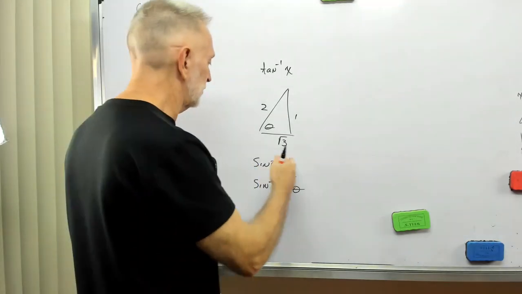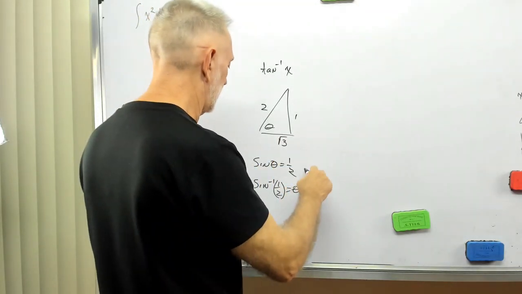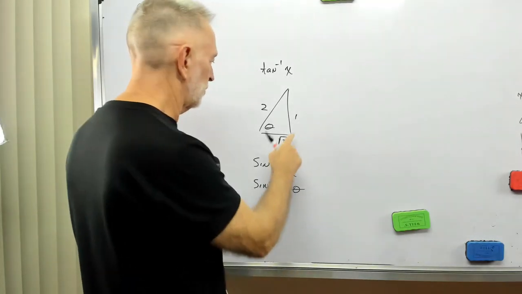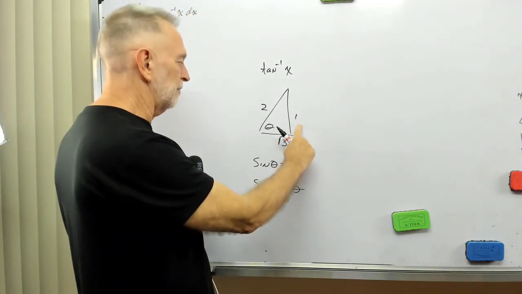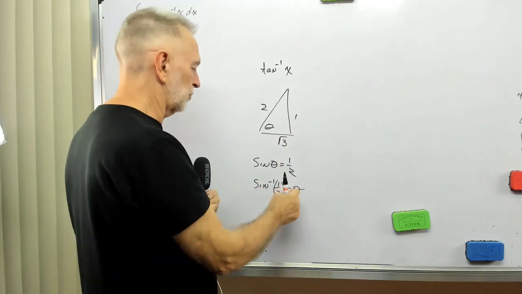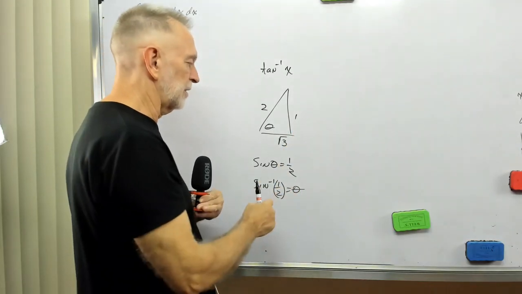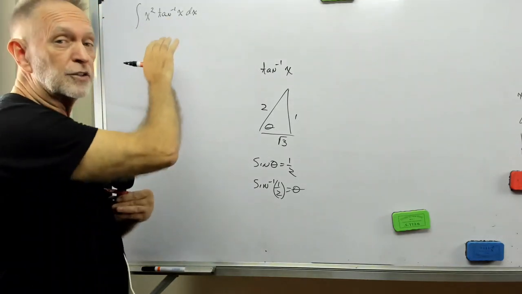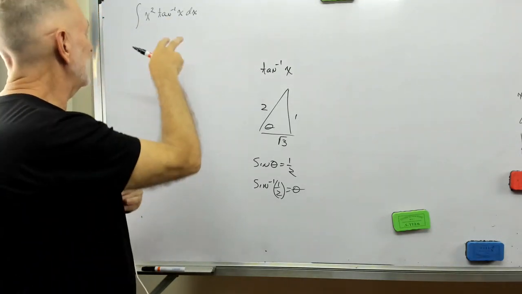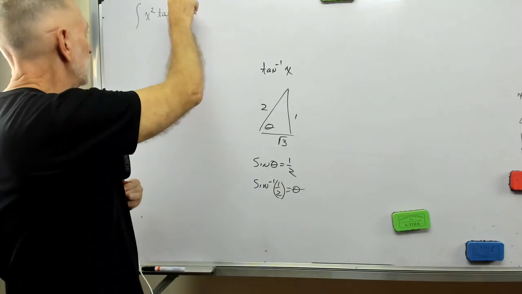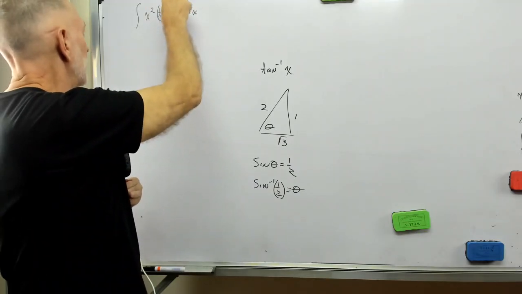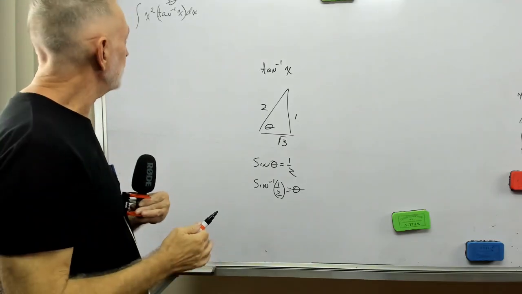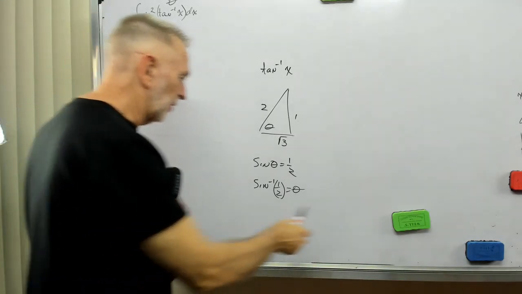Tangent would be the same. If I had tangent of theta equals 1 over square root 3, so tangent inverse of 1 over square root of 3 equals 30 degrees. We have that situation right here. Tangent inverse x, that is theta. So all of this right here is theta. That's my angle. So hold that thought.